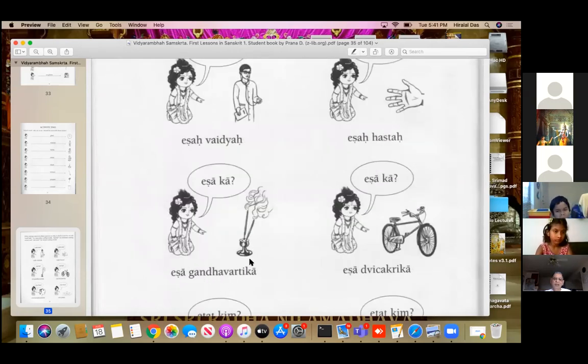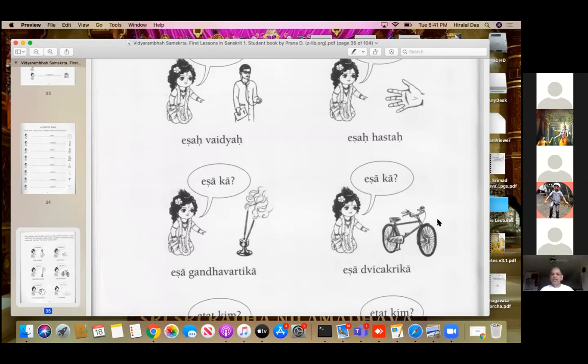Similarly, this is feminine. Gandhavarti ka is feminine. Esa ka. What is this? Esa Gandhavarti ka. This is female, feminine. Trika. Bicycle is which? So Esaka. Feminine. Esaka is which?